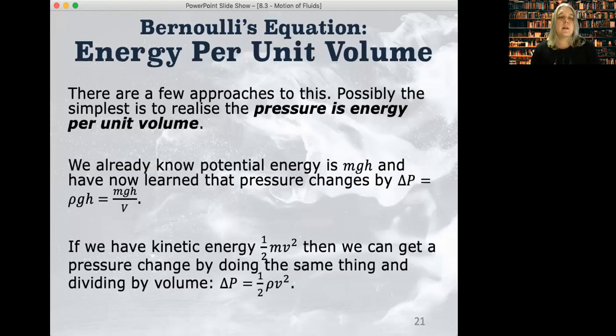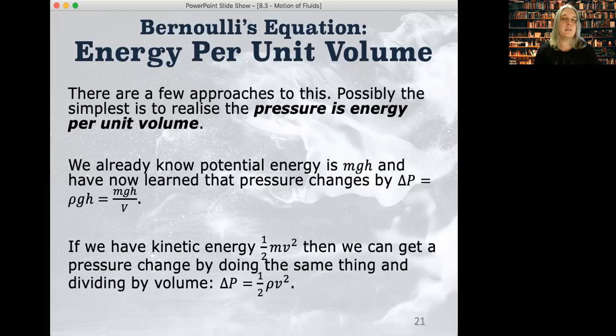And the easiest way to do that is to realize that pressure is actually an energy density, or energy per unit volume. So this isn't something we've really talked about before. We've only ever dealt with mass density, but energy density, or pressure being energy per unit volume, is a very easy way to arrive at Bernoulli's equation.